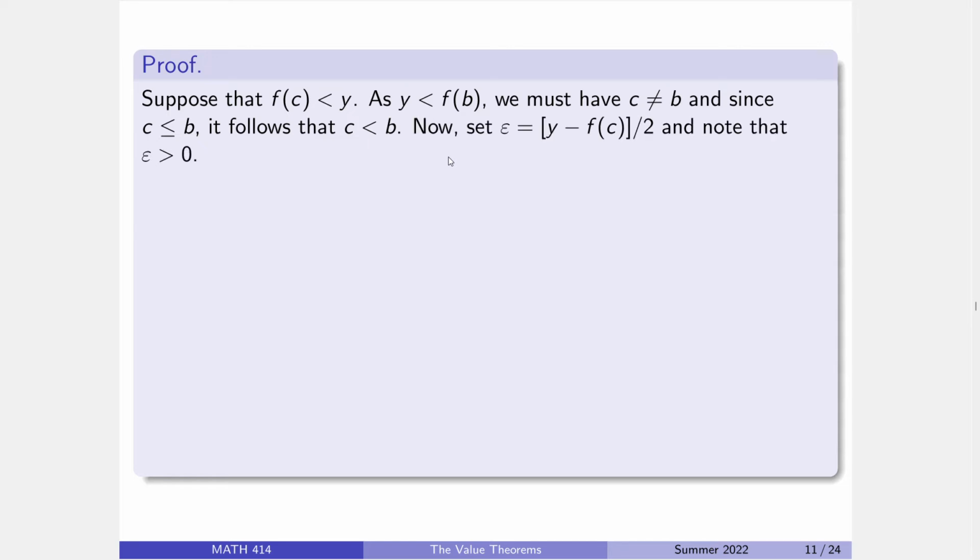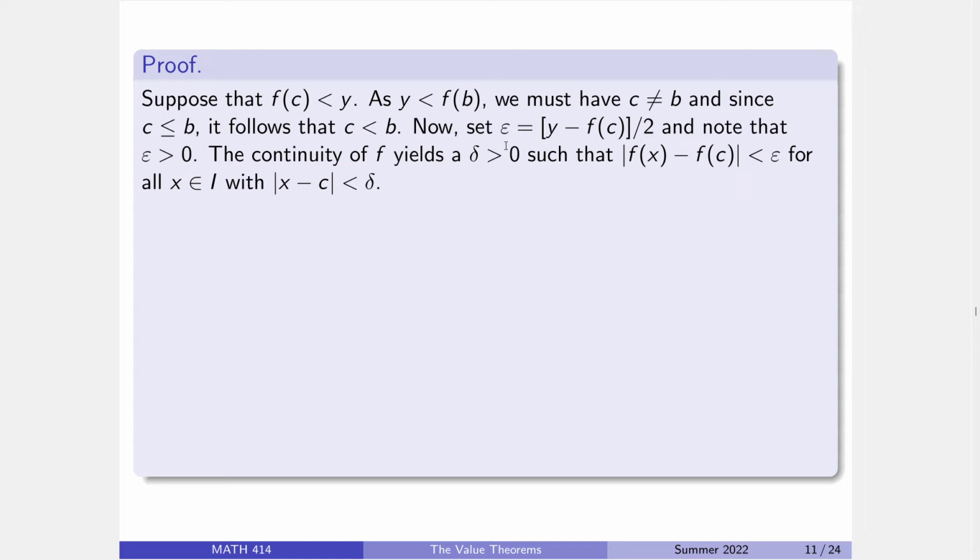Okay, now let's let epsilon be (y minus f of c) divided by 2. We're doing this for reasons, because, hey, note, this is strictly positive. Hey, I have an epsilon and I have a continuous function, so the continuity gives me a delta, so that the absolute value of f of x minus f of c is less than epsilon for all x that live in my interval I that are within delta of c. Now I'm going to let eta be the minimum of delta and b minus c, and as I noted, b minus c is strictly positive.